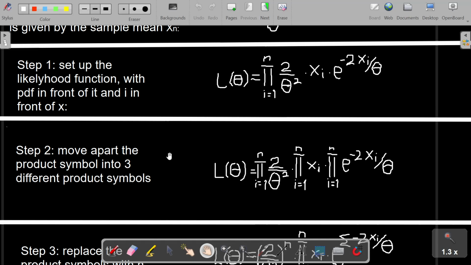Step 2. Separate the product symbols into 3 different product symbols. So here we had 1 product symbol, now we have 3 different ones, and we added 1 for each of these numbers. Fairly easy to do.